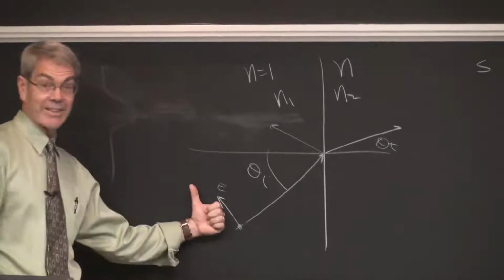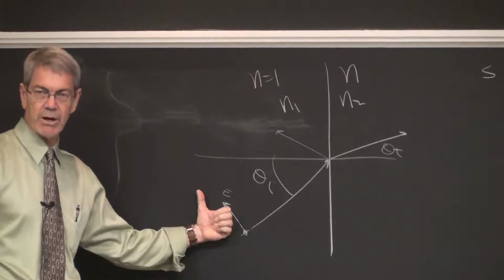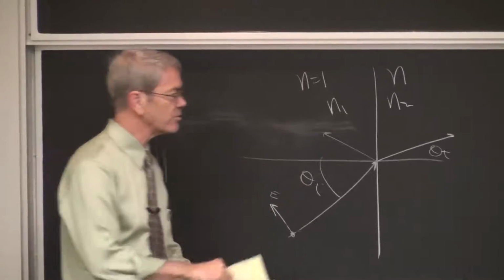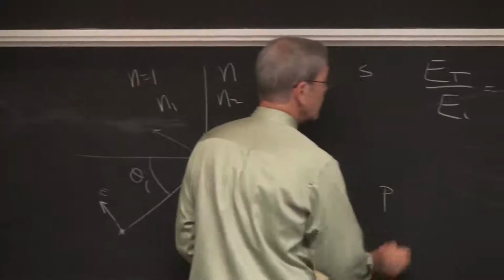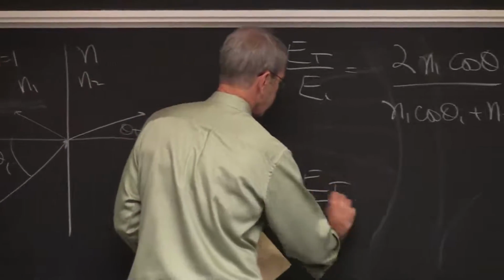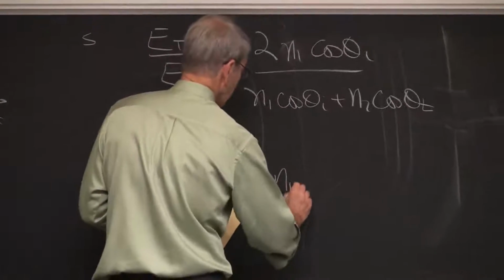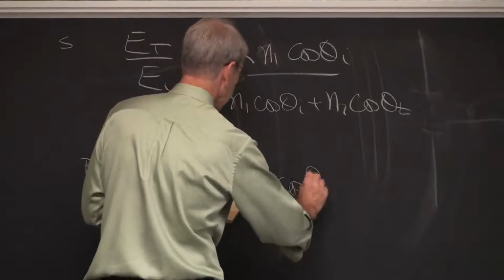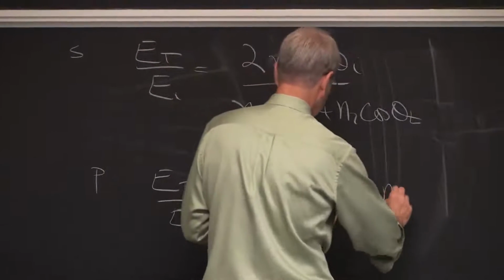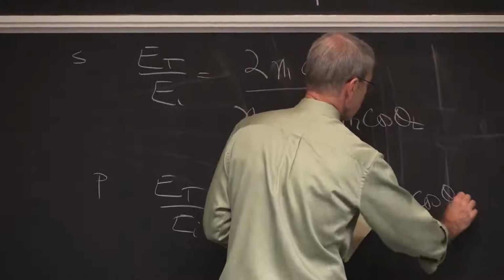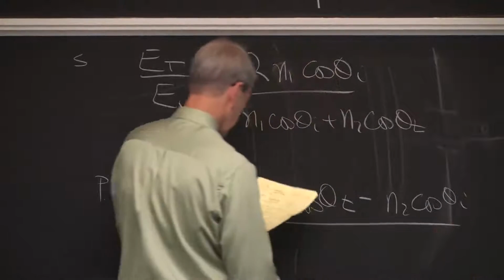If you polarize like this, in the plane, parallel to the plane of incidence, that's called p-polarized, then you get a different formula. And it looks like this: it's n1 cosine theta transmitted minus n2 cosine theta incident over the sum.